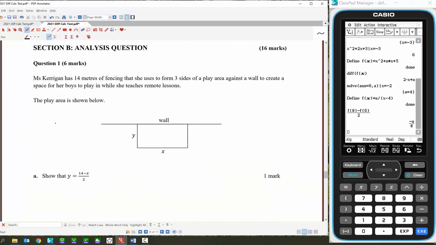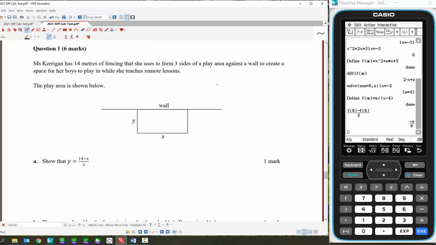Okay, Ms. Kerrigan has 14 metres of fencing that she uses to form 3 sides of a play area against a wall to create a space for her boys to play in while she teaches remote lessons. The play area is shown below. Show that y equals, so this is just your standard fare. So she's got 14 metres of fencing, 3 sides. So what we're going to do is go 2y plus x equals 14. And we need to make y the subject, so 2y equals 14 take x, y equals 14 take x on 2.